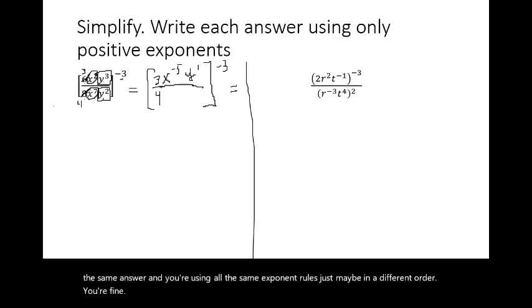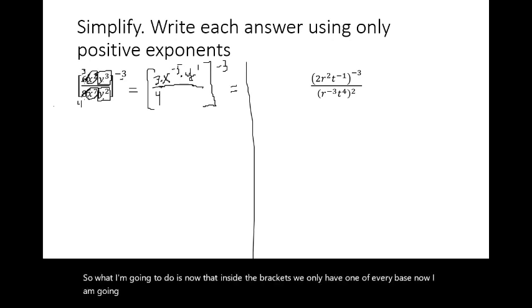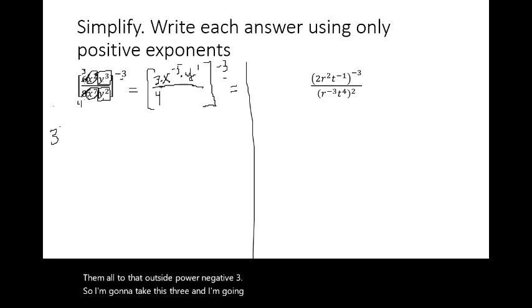So what I'm going to do is, now that inside the brackets we only have one of every base, I am going to take every single base on both the top and the bottom, and I'm going to raise them all to that outside power -3. So I'm going to take this 3, and I'm going to raise it to the power of -3.